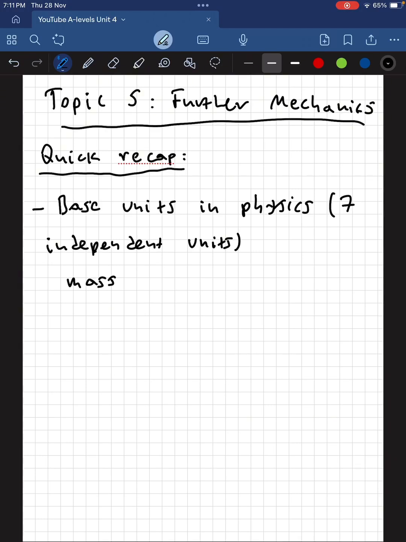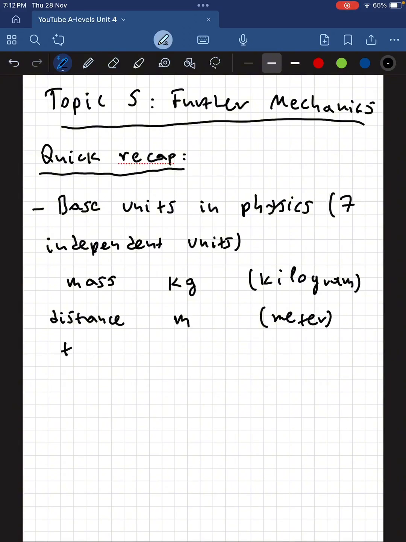First one is mass. The base unit is the kilogram, okay? And the kilogram is the only base unit that has the prefix of K, which means 1000, and it's 1000 grams. I'm gonna talk about prefixes later. The next one is distance, measured in meters. The next one is time, measured in seconds.